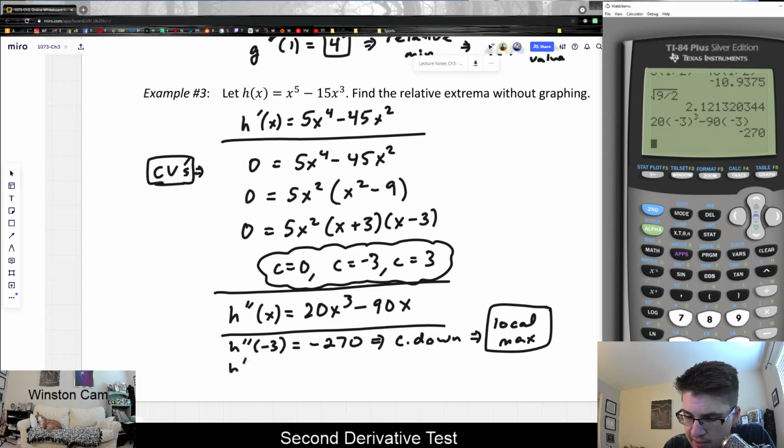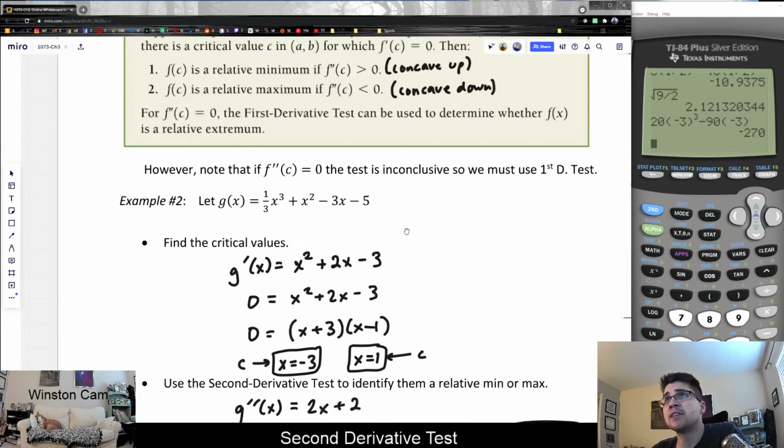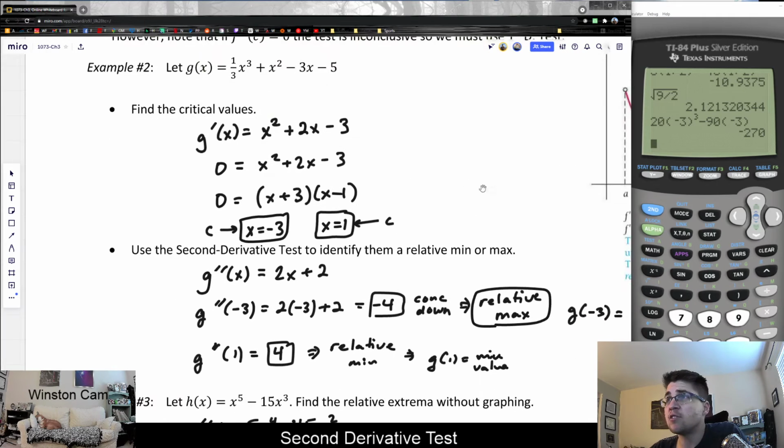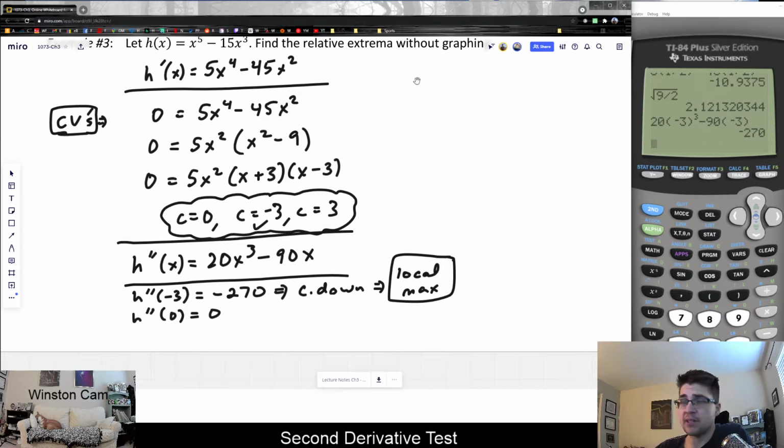Now, if we check the second critical value, 0, so we know what that one's going to be. H double prime of 0 would be, well, plugging this into the second derivative, I'd have 0 minus 0, which is 0. And also remember from the second derivative test, the little thing at the bottom, if it's 0, then this test is inconclusive, meaning we want to do something else. So here we're not really sure about the concavity. What this is actually indicating is it's neither concave up or down at that point, which typically indicates it's not a min or max, but we need to do a little bit more investigation.